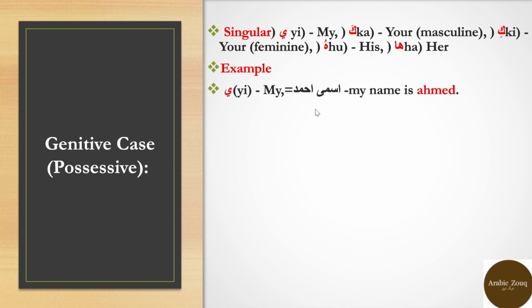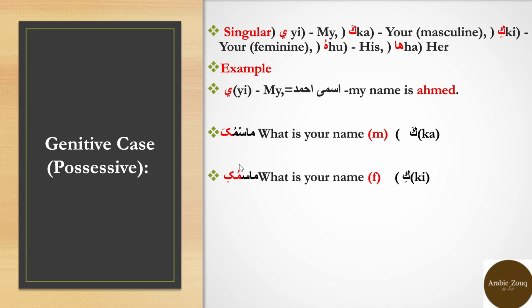For example, my name is Ahmed. Ismi Ahmed. What is your name? Ismuka? In English your, and in Arabic ka. What is your name? For feminine ki.